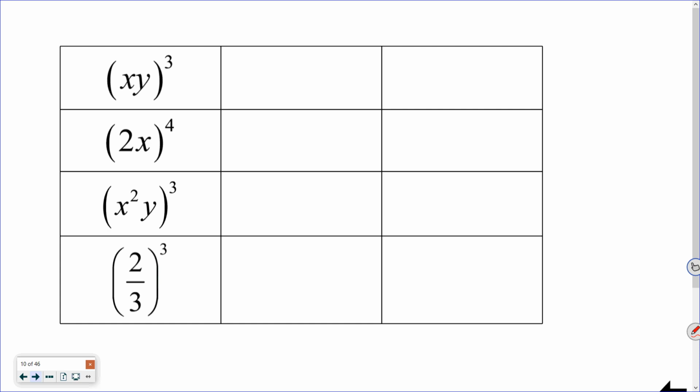Okay, next rule. If I have things on the inside that are multiplied or divided, we want to see what happens. So let's do these together. xy to the 3rd means xy times xy times xy. So if you count up the x's, I've got 1, 2, 3 x's, x to the 3rd. I've got 3 y's, y to the 3rd.